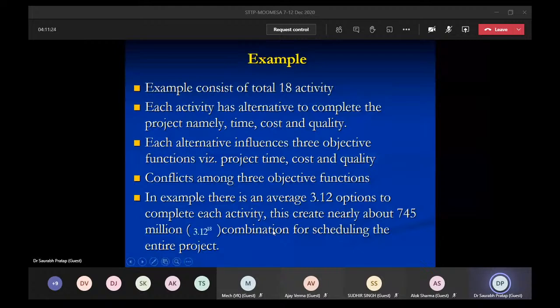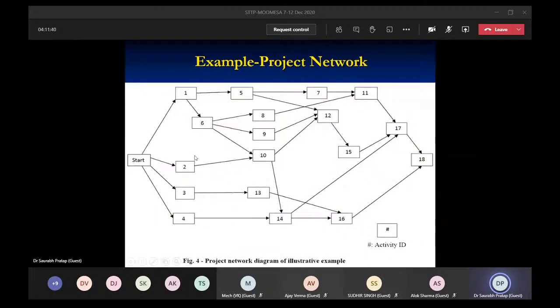In this example, there are on average 3.12 options to complete each activity, and this creates nearly 3.12 to the power 18 combinations, about a million, for scheduling the entire project. So this is a network diagram. You can see that there are a number of activities and a number of options to finalize each task, up to activity 18. So we have to identify which schedule to follow and which activity to complete first.